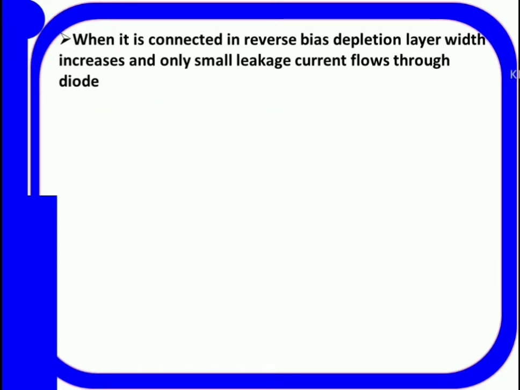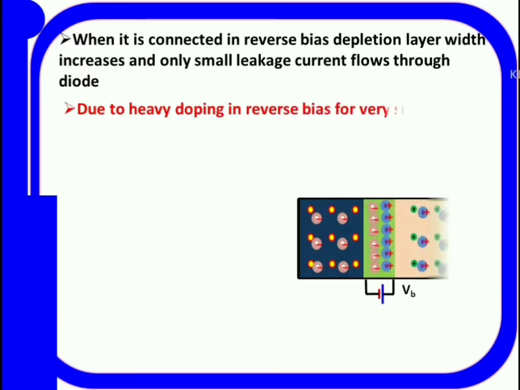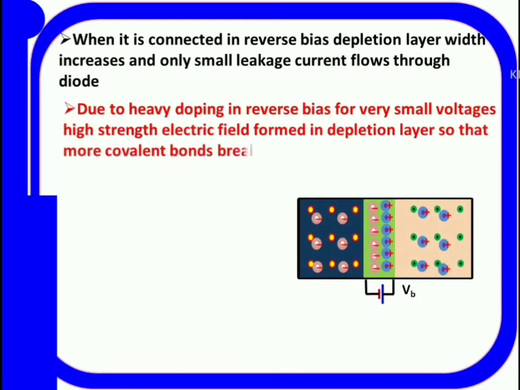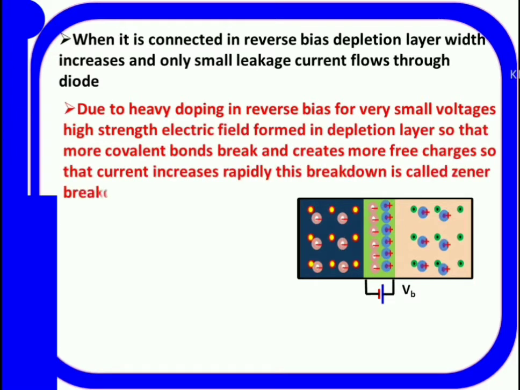But the important key point here is, due to that heavy doping in reverse bias, for very small voltages, a high strength electric field is formed in the depletion layer. So with very little voltage only, you will get a high electric field in the depletion layer. Due to that, more and more covalent bonds will break and they create more and more free electrons and holes, which increases current exponentially. This is what you call breakdown.